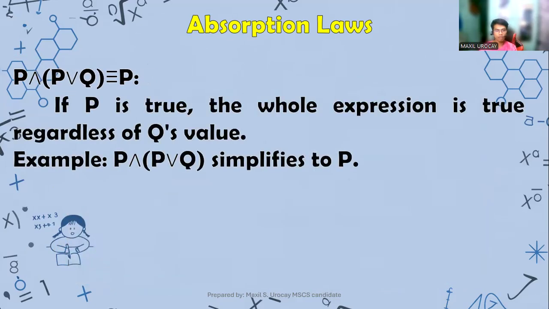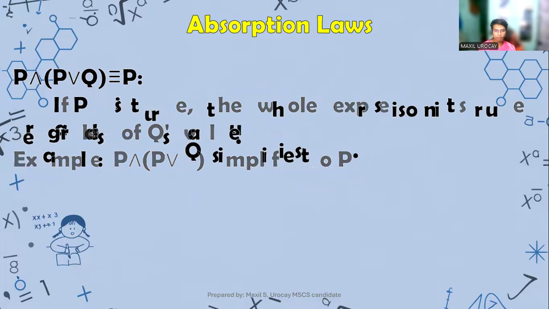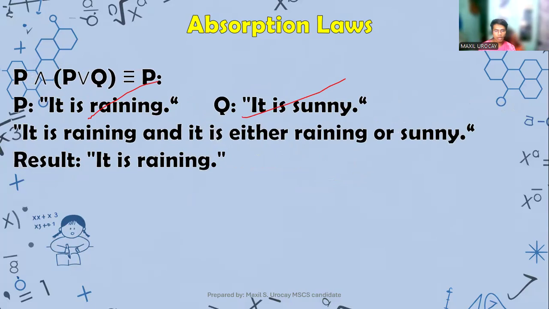In terms of the AND over OR, if P is true, the whole expression is true regardless of Q's values. So with this one, the AND over OR, let's simplify it to see if it will be equal to P. For the proof here, it is raining and it is either raining or sunny. It can be simplified to it is raining. Of course, they are still equal.